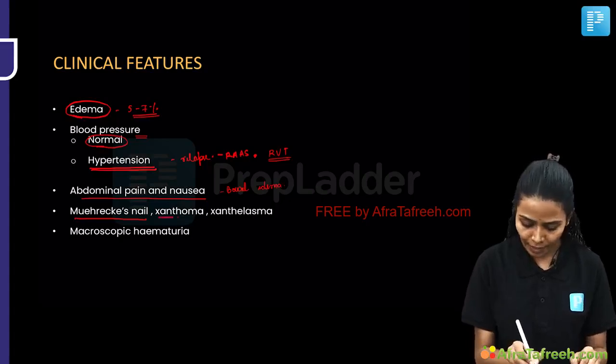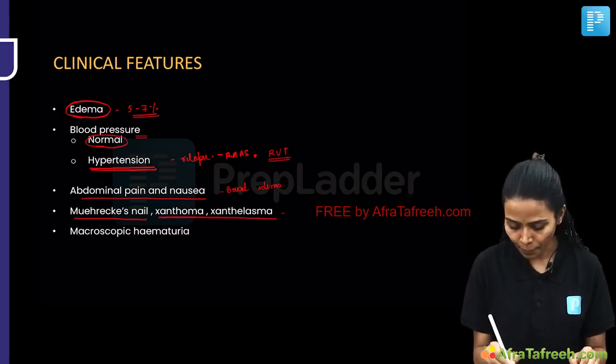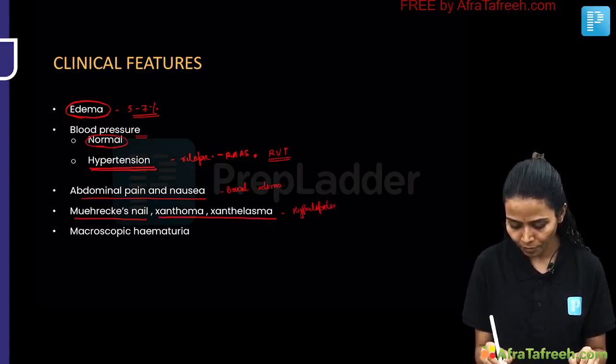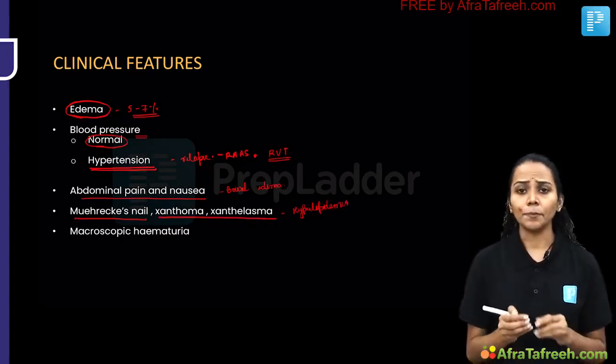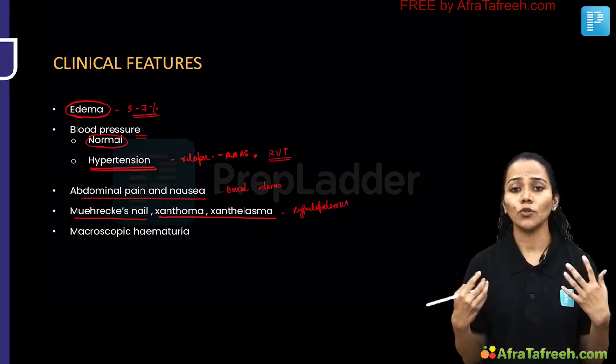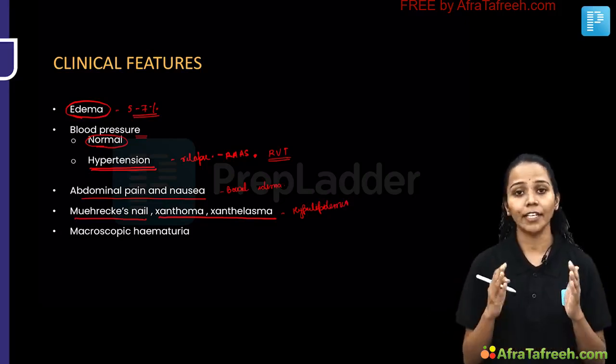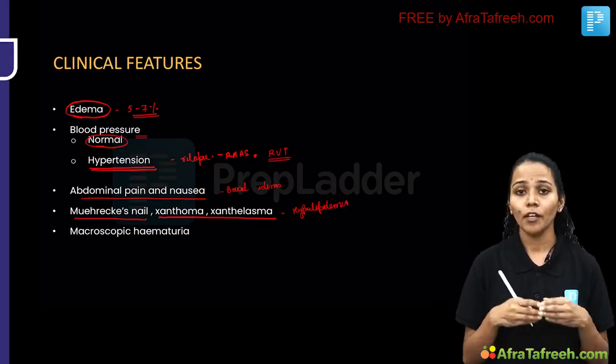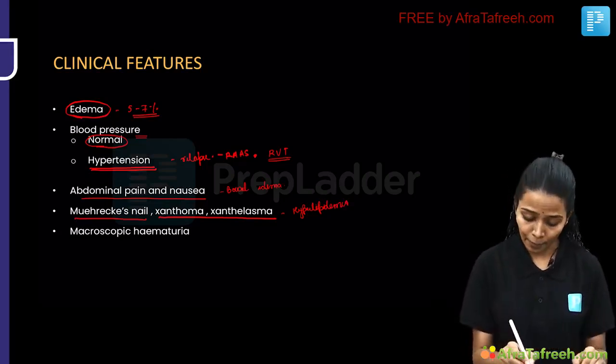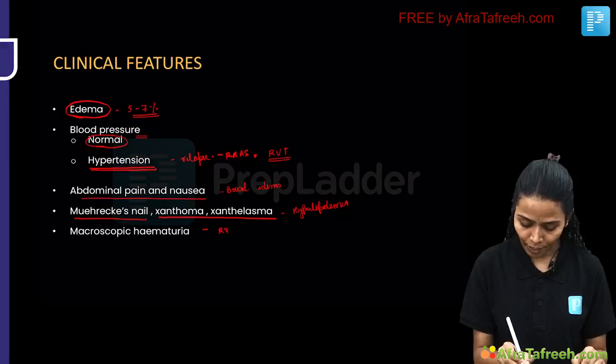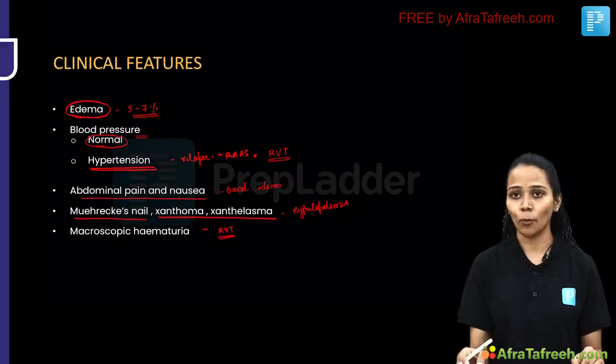Other is there can be xanthoma or xanthelasma because of hyperlipidemia. Next is macroscopic hematuria. Macroscopic hematuria is a rare event in nephrotic syndrome. So in minimal change disease, if macroscopic hematuria is occurring, we have to suspect renal vein thrombosis.